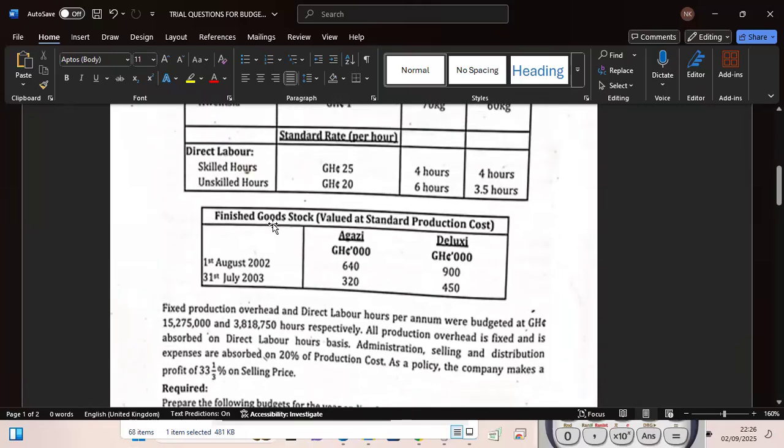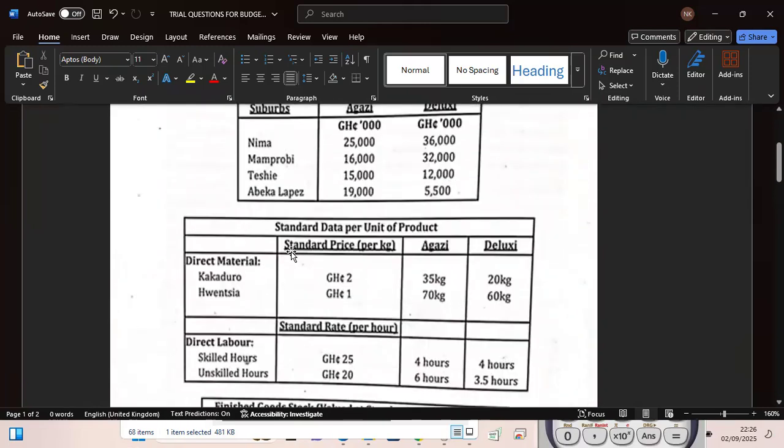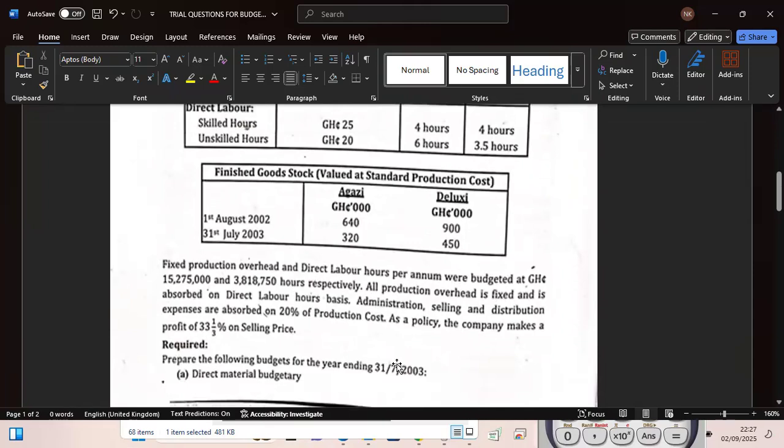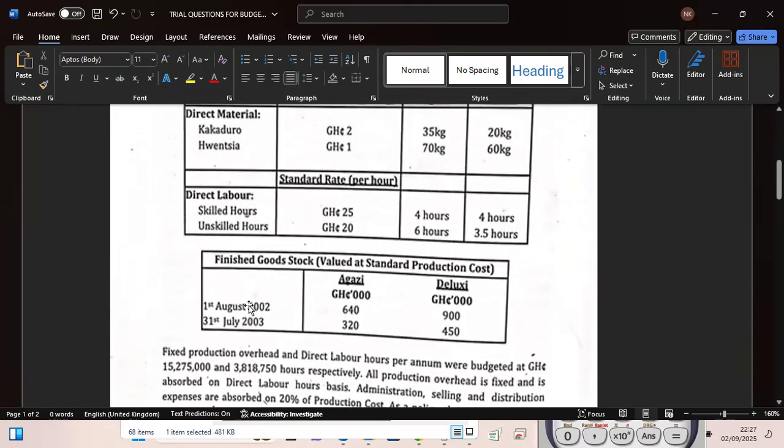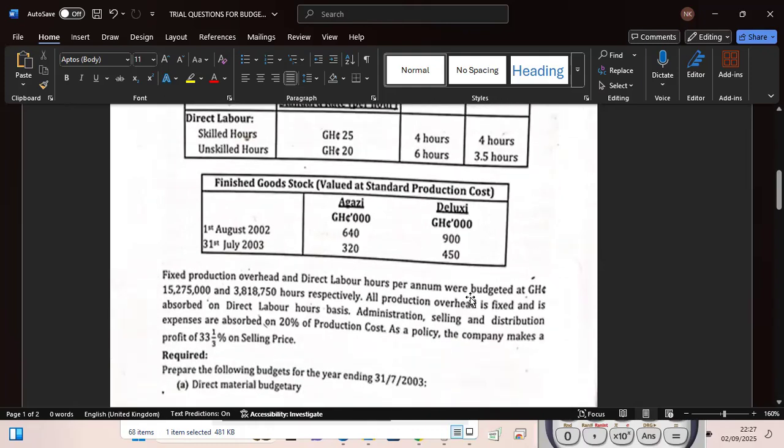So we also have finished goods here. So we have, let me see the dates. Okay, the date wasn't shown here. Right, so the date was shown here. So this is for 1st August 2022. And for 1st August 2022, this was the opening. So this was the value of the finished goods we were having. So this is more or less like opening stock. So 640,000 and 900,000. And then we had a closing stock of 320,000 and then 450,000 for Agazi and Deluxe respectively.